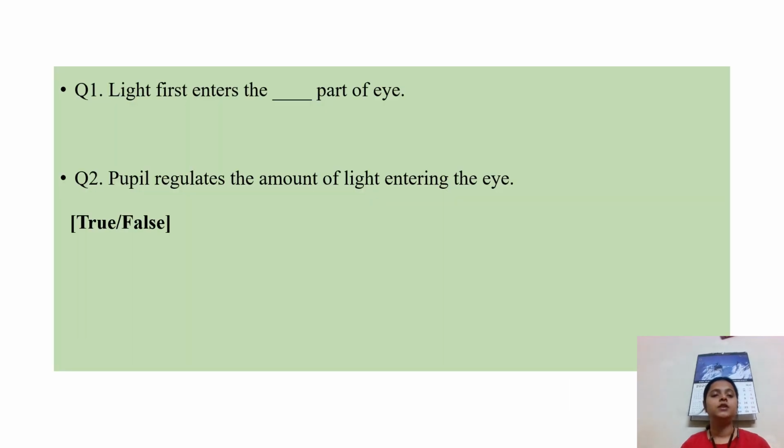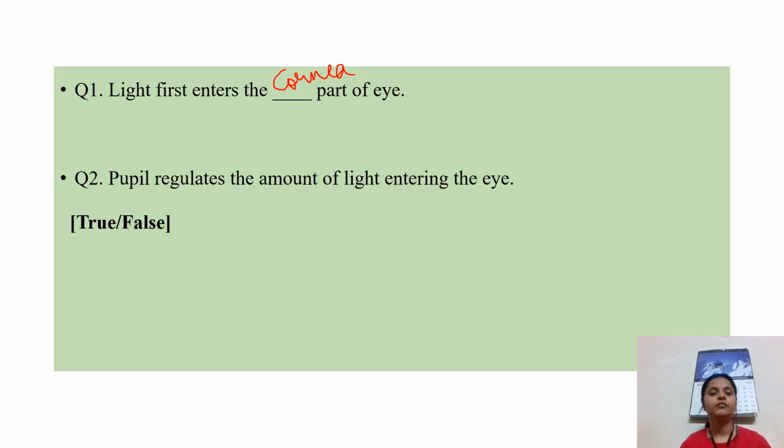The question is: light first enters the dash part of the eye. So tell me, which part of the eye does light first enter? Yes, cornea. So the cornea is the part where light first enters.